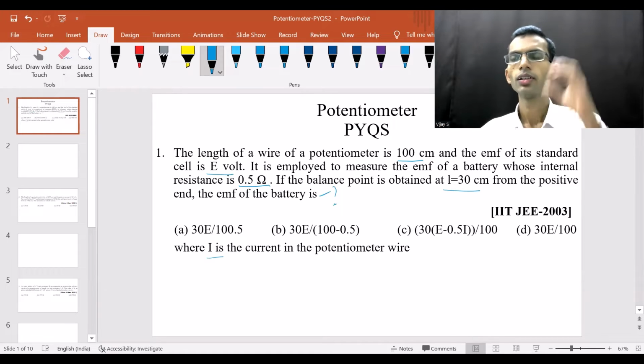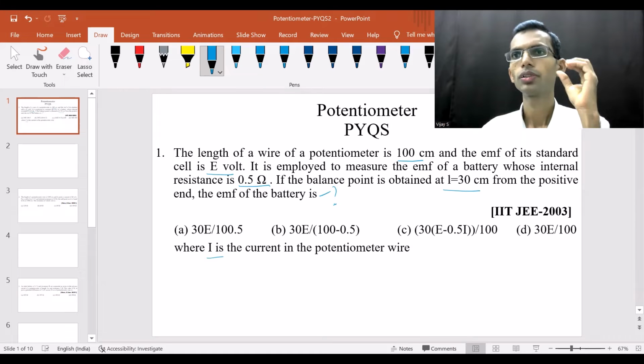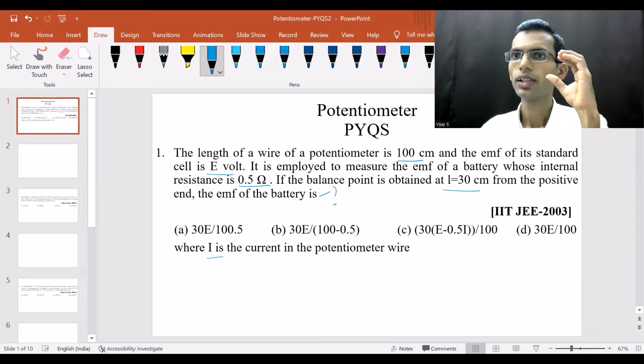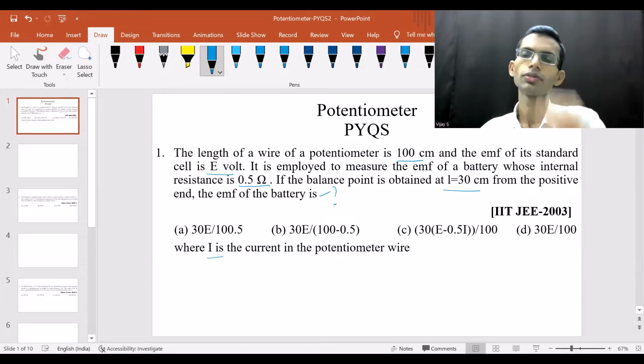Right. So that means he gave the length of the potentiometer wire, the standard cell EMF, the battery internal resistance, and the length over which balance is obtained. He is asking us to find the battery EMF.